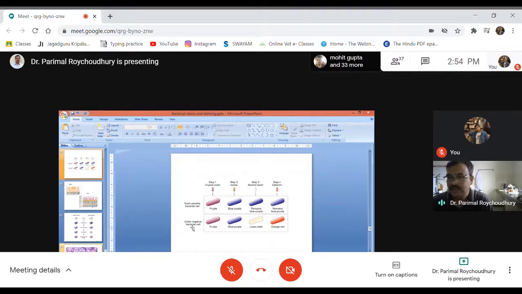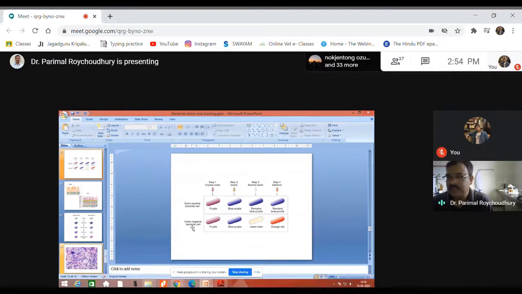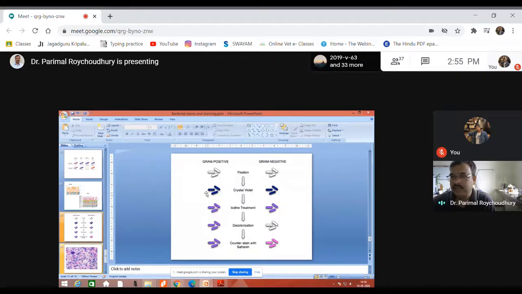If you are very carefully doing the staining techniques, all the times you are going to get very accurate results. So the primary stain that we use in the gram staining technique is called crystal violet.